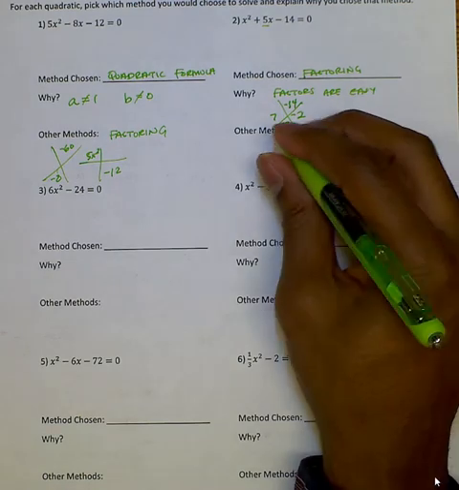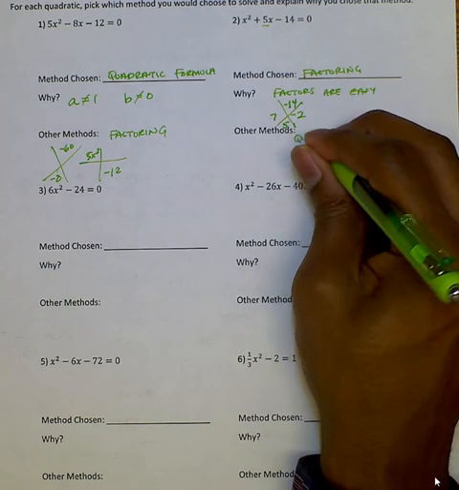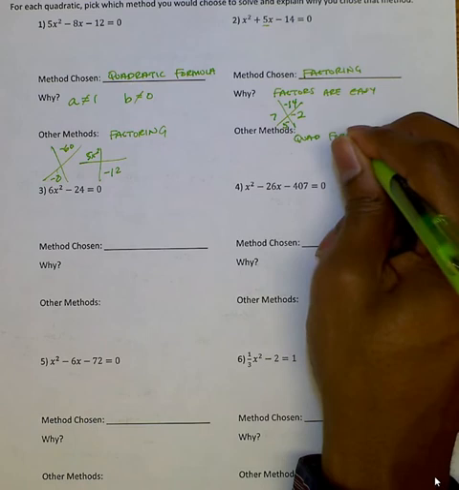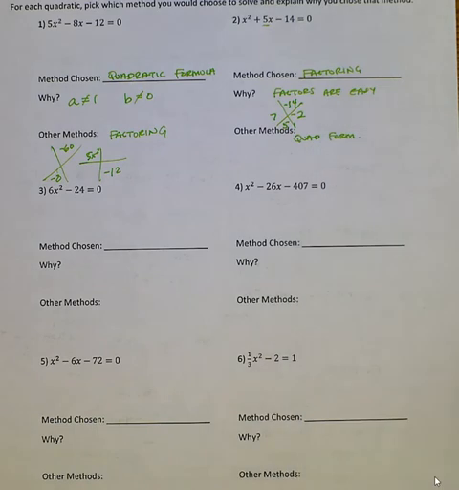Other thing that works, quadratic formula. Quadratic formula always works here. Completing the square would work, but it would be a decimal, so we wouldn't choose that. So quadratic formula works.